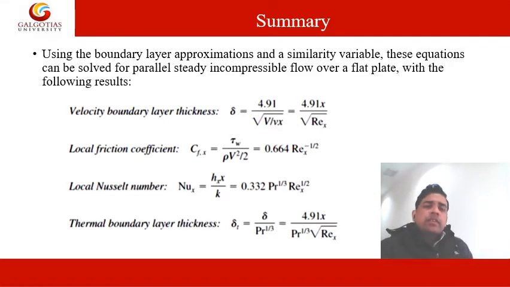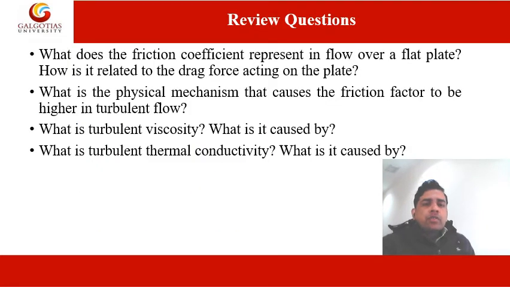So the summary of this lecture: we have discussed that the velocity boundary layer thickness is this one, the local friction coefficient is this one, Nusselt number is this one, and thermal boundary layer is this one. This is the formula that is utilized for these values. So the review questions are here.